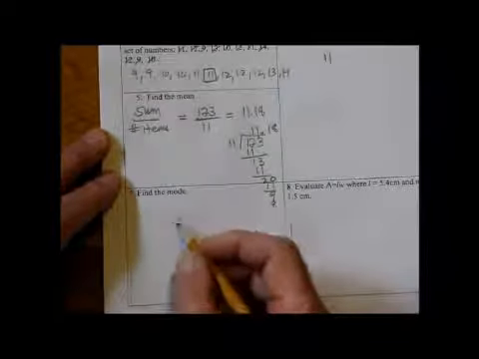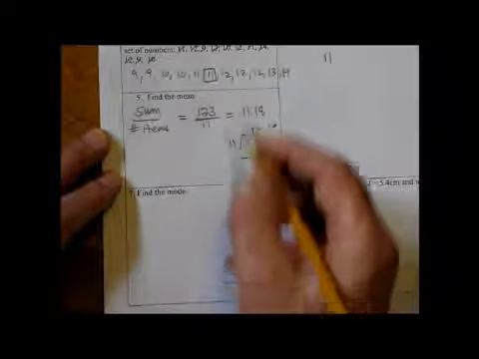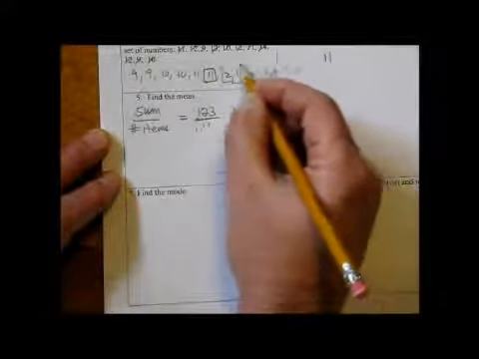The next problem here is the mode. The mode is the most frequent occurrence. The most frequent occurrence is there's 312.